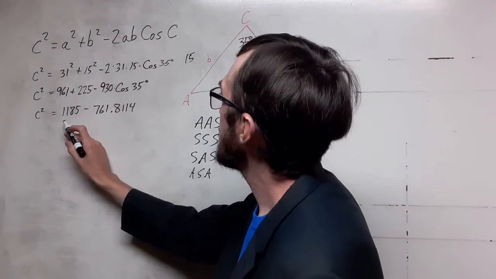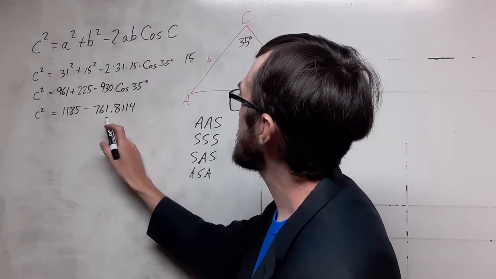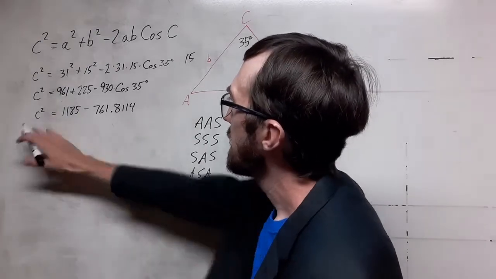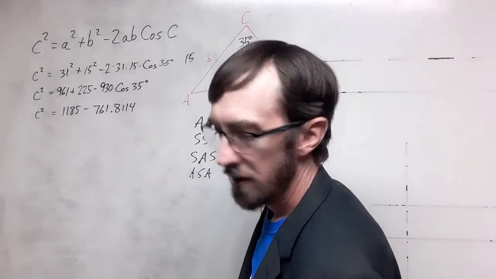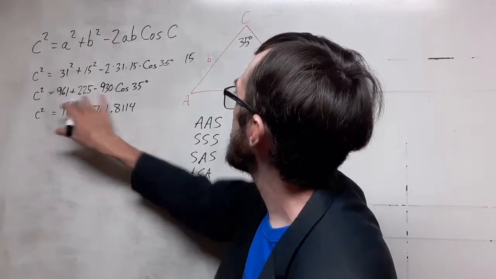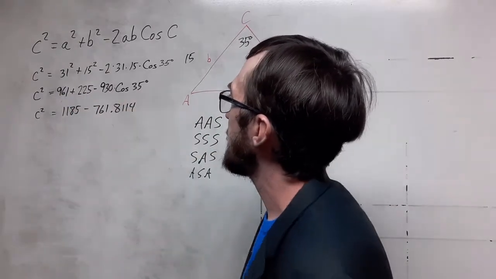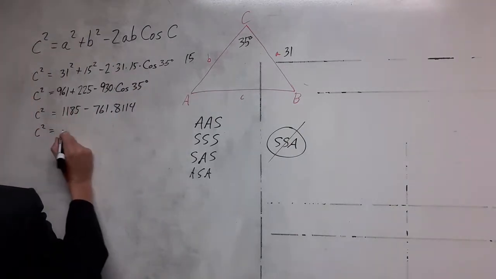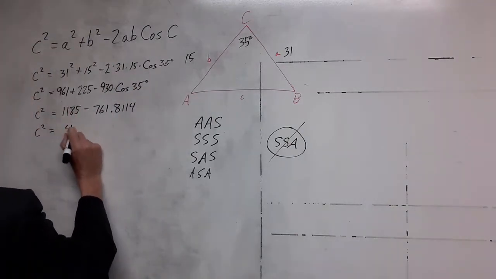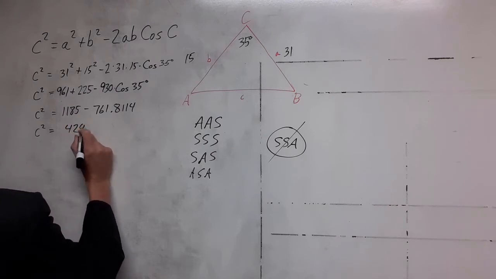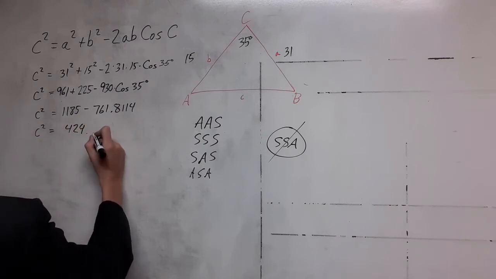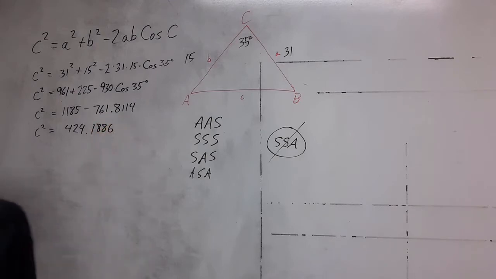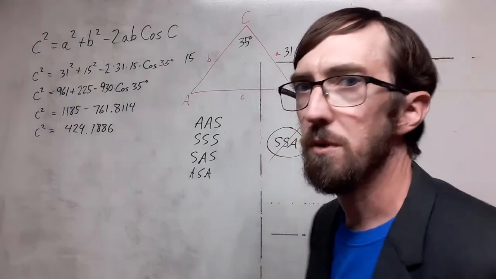All right, so we have 1185 minus 761.8114 approximately is going to equal c squared. So now that we have these added together, these multiplied, now we can actually do the subtraction. So we have that c squared is approximately equal to 425.1886. I'm just rounding this off to 4 decimal places here.